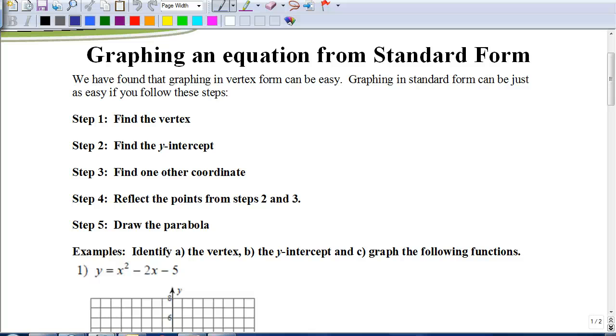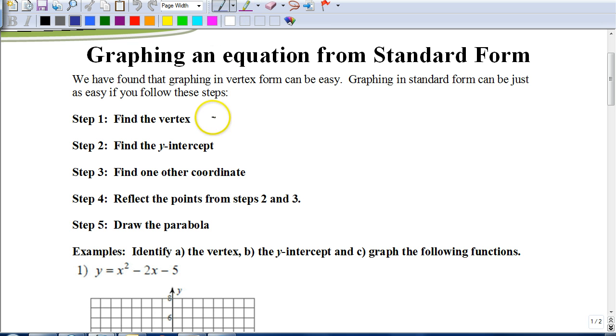Okay, so today we're going to be looking at how to graph an equation when it's in standard form. Now, we've looked at graphing before with equations that are in vertex form, and these can be just as easy once you get the hang of it. Now, we're going to follow these 5 steps to get a complete graph. The first step is going to be to find the vertex.